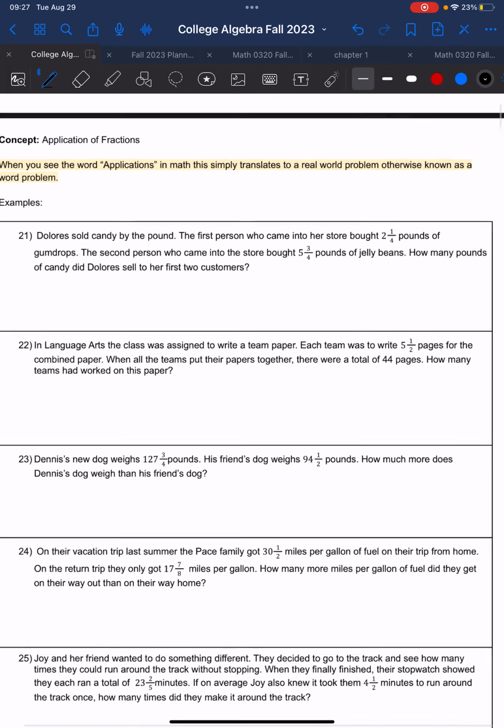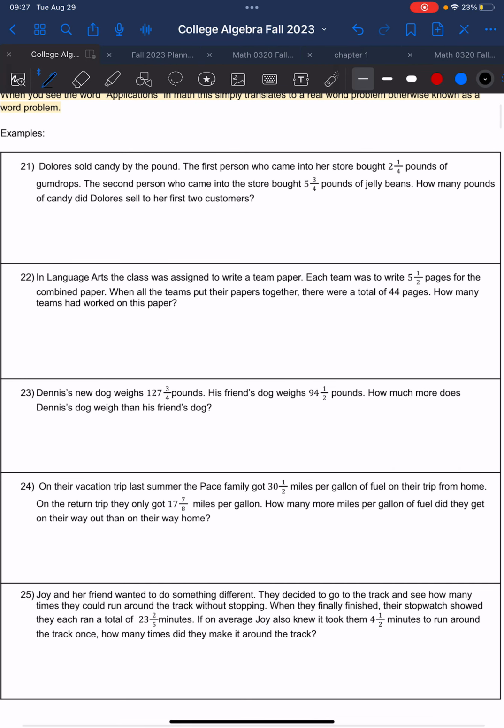So in the first example, it says Dolores sold candy by the pound. The first person who came into her store bought 2 1/4 pounds of gumdrops, and the second person who came in the store bought 5 3/4 pounds of jelly beans. How many pounds of candy did Dolores sell to her first 2 customers? So since it wants to find the total, that tells us we are adding these fractions together. So I have 2 1/4 plus 5 3/4.